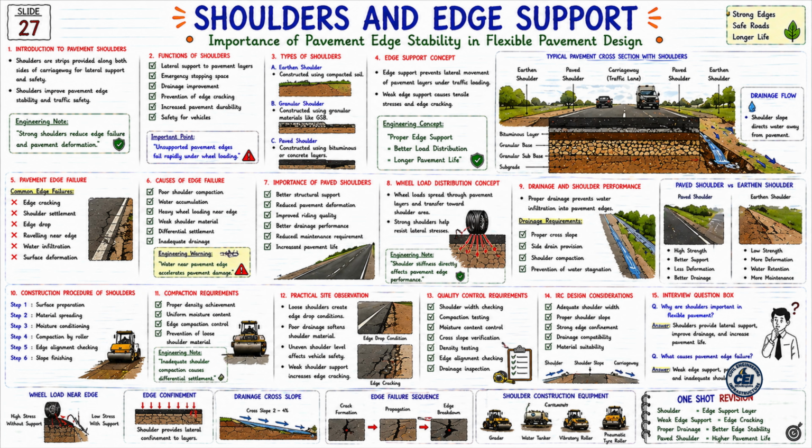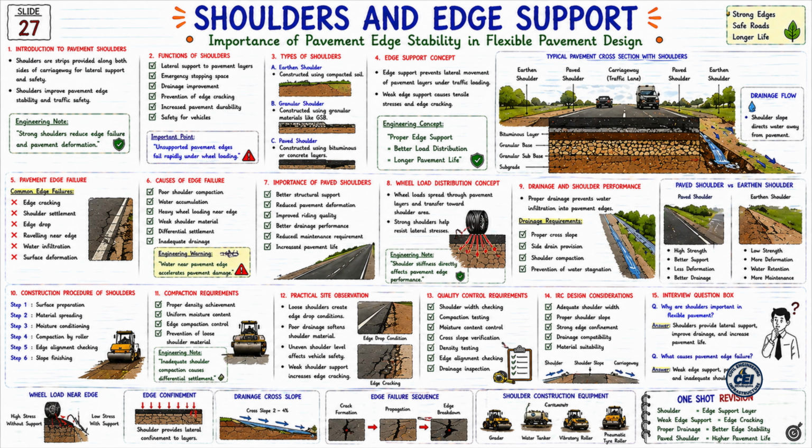Now let us look at the 15th topic. 1-5 interview question box. Q. Why are shoulders important in flexible pavement? Answer. Shoulders provide lateral support, improve drainage, and increase pavement life. Q. What causes pavement edge failure? Answer. Weak edge support, poor drainage, and inadequate shoulder compaction.